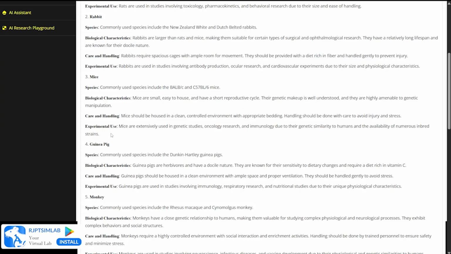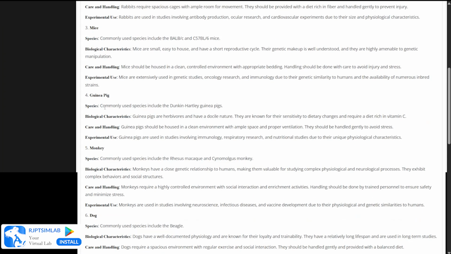The next animal is the guinea pig. As we already know, the commonly used species includes Duncan Hartley guinea pigs. The biological characteristics are that guinea pigs are herbivorous and have a docile nature, which means guinea pigs are also easy to manage and are not aggressive. They are known for their sensitivity to dietary changes and require a diet rich in vitamin C.